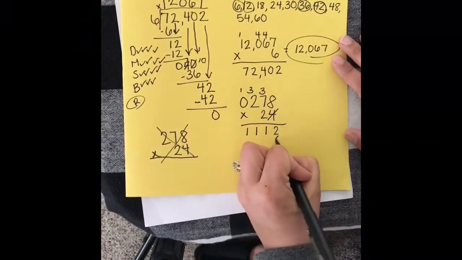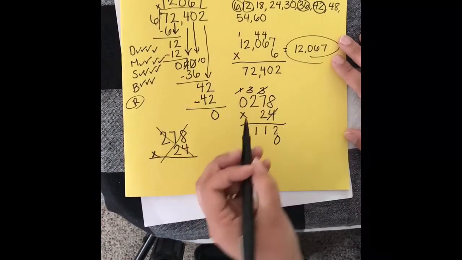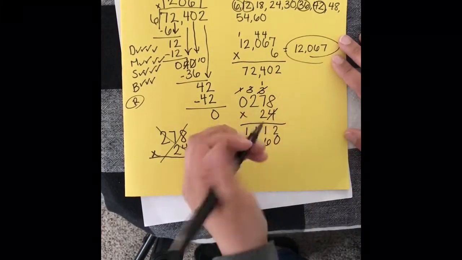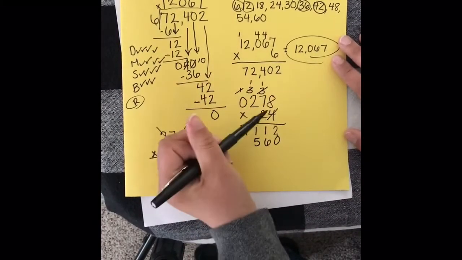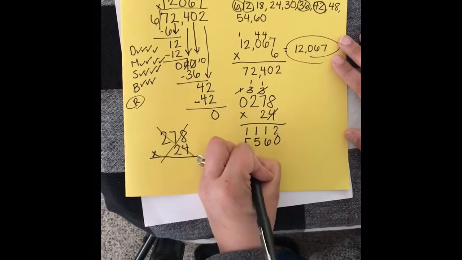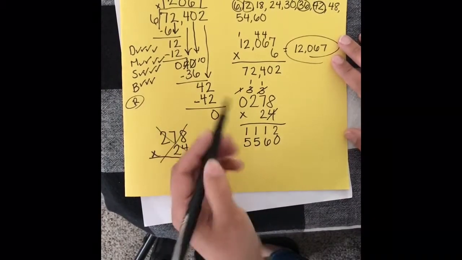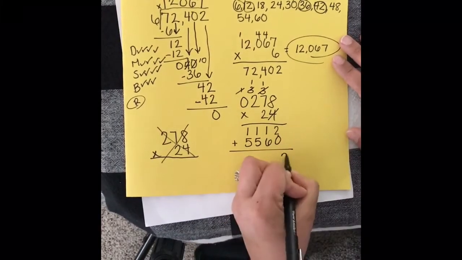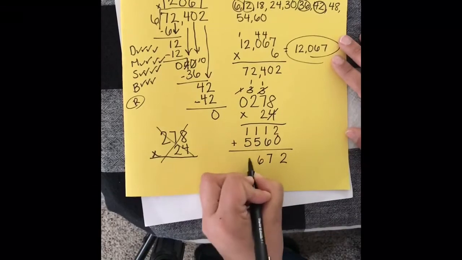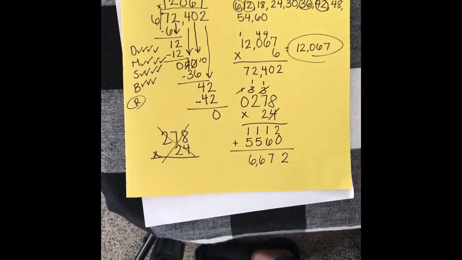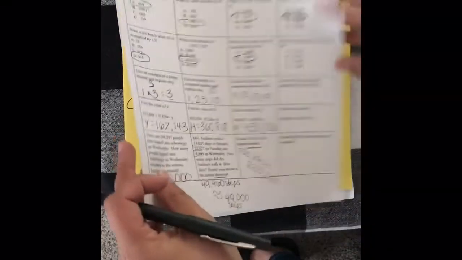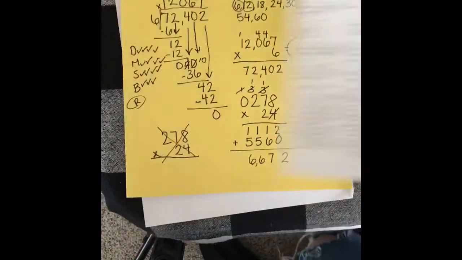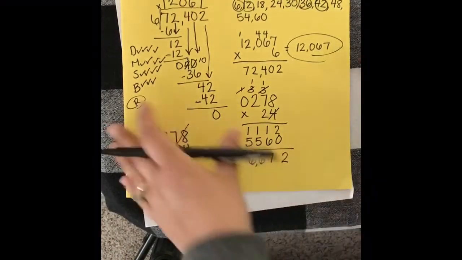Kill the captain, drop the bomb, sweep the deck. 2 times 8 is 16. 2 times 7 is 14, plus 1 is 15. 2 times 2 is 4, plus 1 is 5. 2 and 0 is 0. I can go ahead and add my partial products. 2, 7, 6, 6. 6,672 is my product.